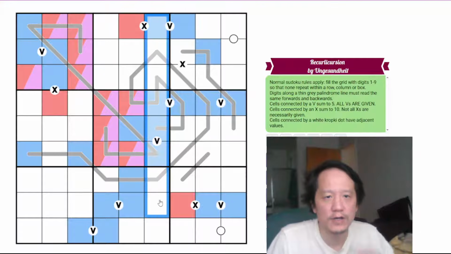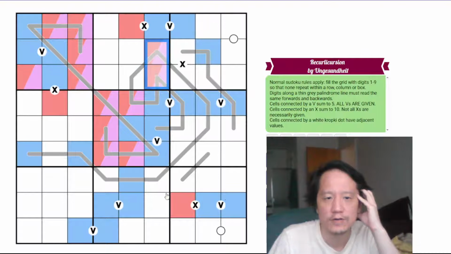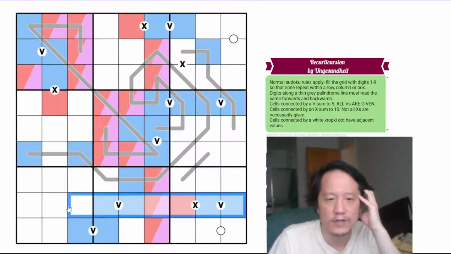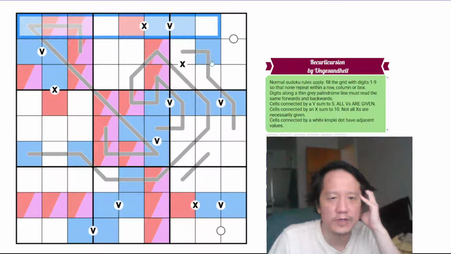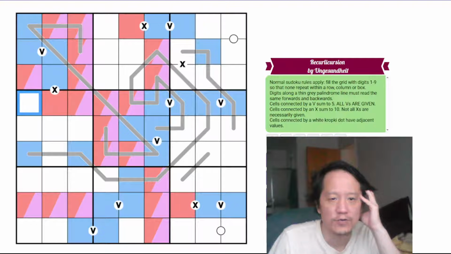We have in column 6, 4 lows, so the rest are higher 5. We have in row 8, 4 lows, so the rest are higher 5. Okay, what else do we have? 3. So these must be higher 5 in row 4. Row 5, we don't have anything yet. Row 6, no. Row 7, no. Row 8, we have it. Row 9, we have it.